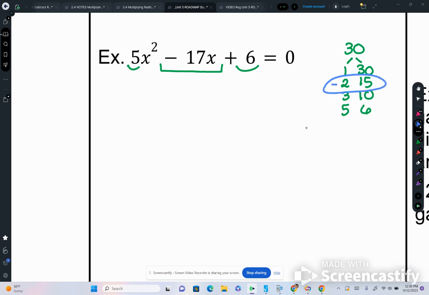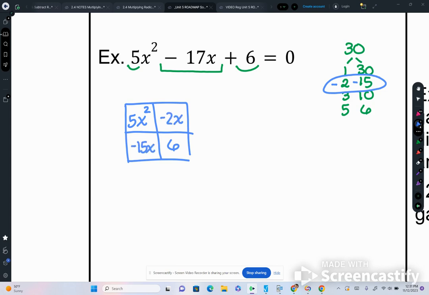So to make it negative, we need them both to be negatives. And then whether you do box or you do grouping, I'll do box this time, just so we remember both. So we have 5x squared. So first number goes in the first box, last number in the last box, and the pair that you pick goes in the other 2 boxes. And then we take out our GCF of each row and column. So greatest common factor of these 2 would be an x. Greatest common factor of these 2 would be a 3.